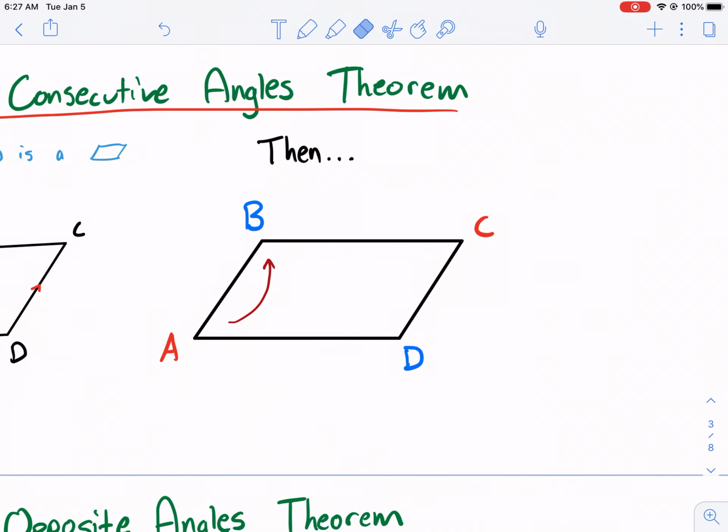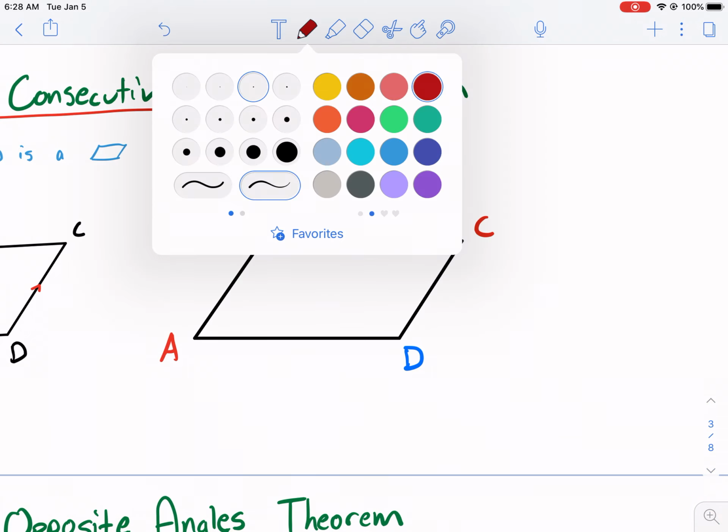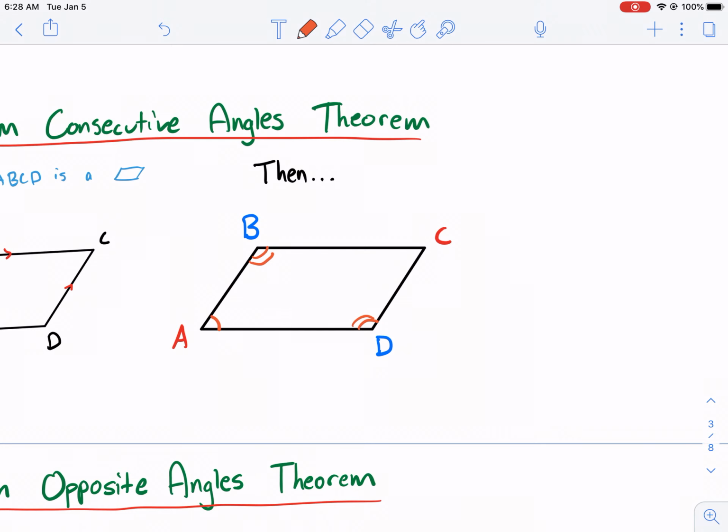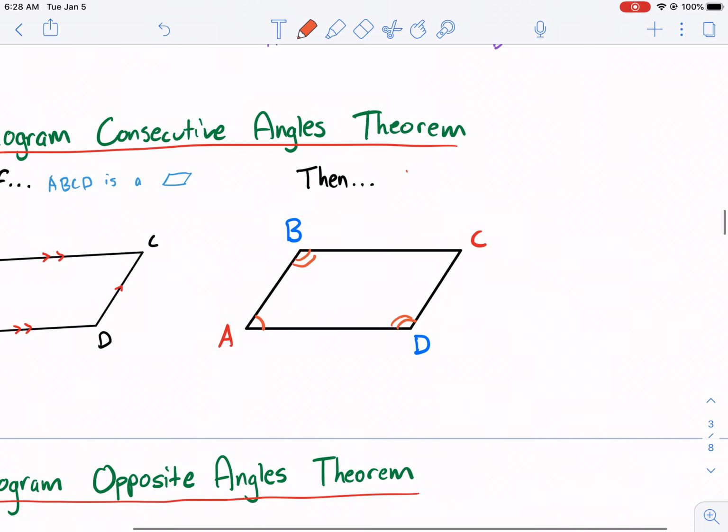If we're talking about consecutive days, we're talking about days one after the other, Monday, Tuesday, Wednesday, Thursday, Friday, Saturday, okay? Now we're talking about consecutive angles. We're talking about angle A and angle B, for example, or angle A and angle D. Okay, those are both consecutive angles, one after the other. Then consecutive angles are, what do you think?